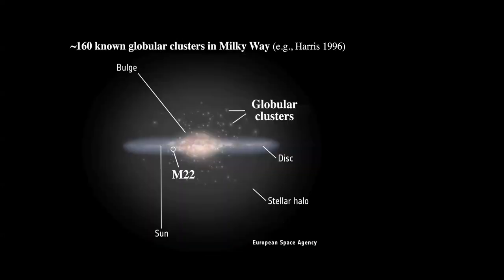This is an edge-on simulated image of the Milky Way and its globular cluster population. Most of the globular clusters are distributed roughly spherically in the halo of the galaxy. There's also a fairly large subset of clusters that are found in the disk. So here's M22, it's one of the disk globular clusters. There are about 160 known globular clusters in the Milky Way. There's almost certainly another 40 or 50 or so behind the bulge of the galaxy that are hidden from our view just because of the bulge. So there's probably something like 200 globular clusters in the Milky Way.